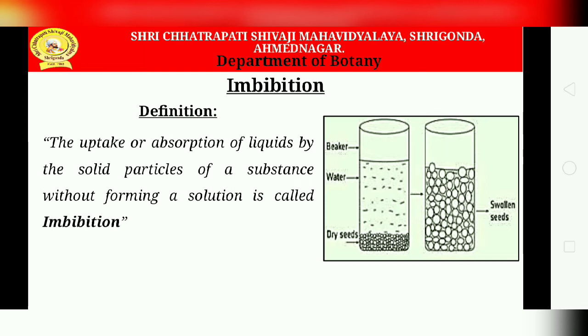If a small quantity of seeds is placed in water, they absorb water, swell, and increase in volume. This process is known as imbibition. According to the definition, imbibition is the uptake or absorption of liquids by the solid particles of a substance without forming a solution. It doesn't form any solution, but it swells.